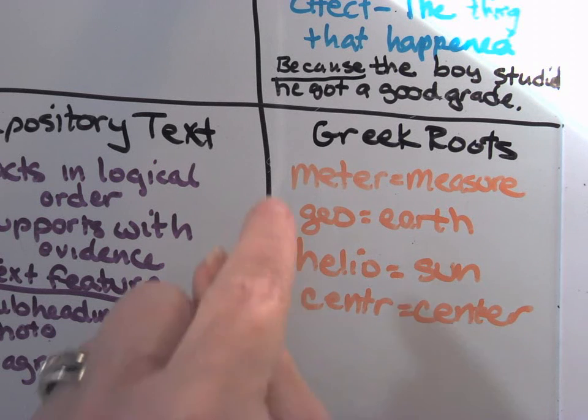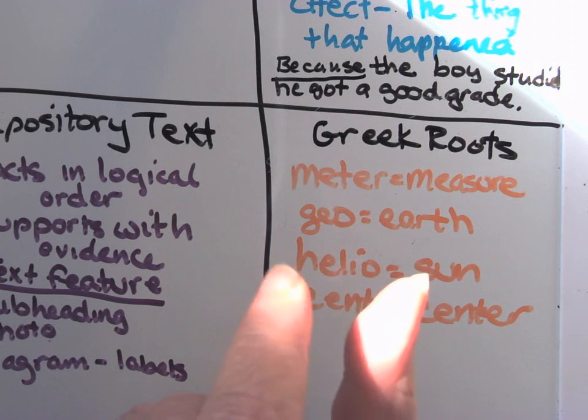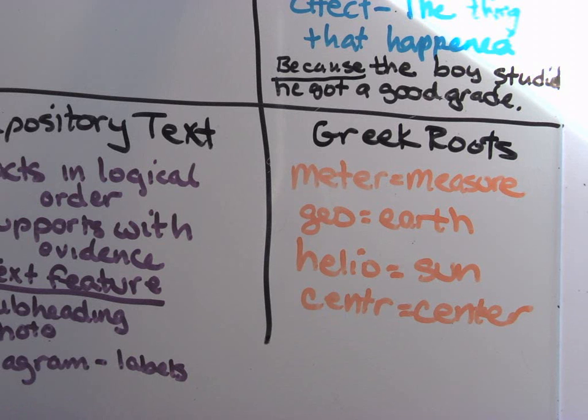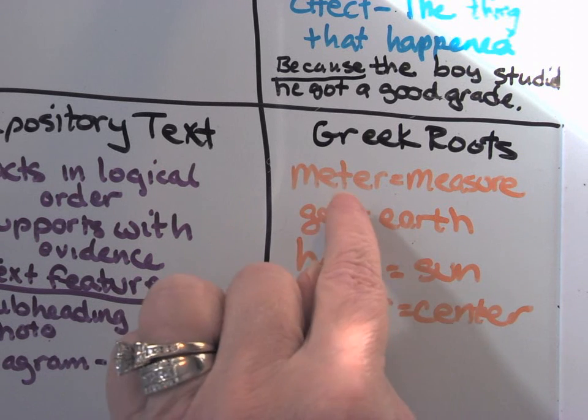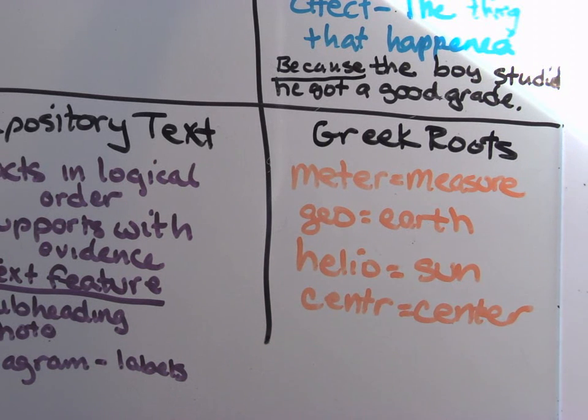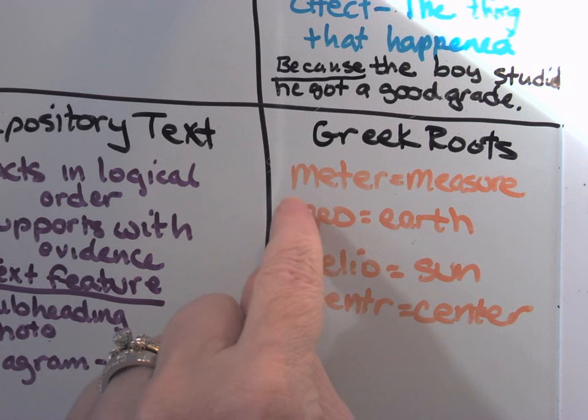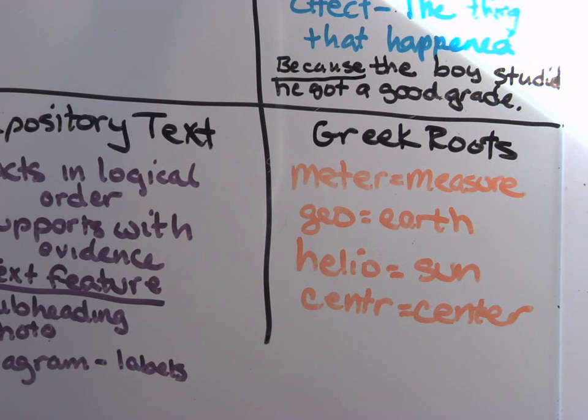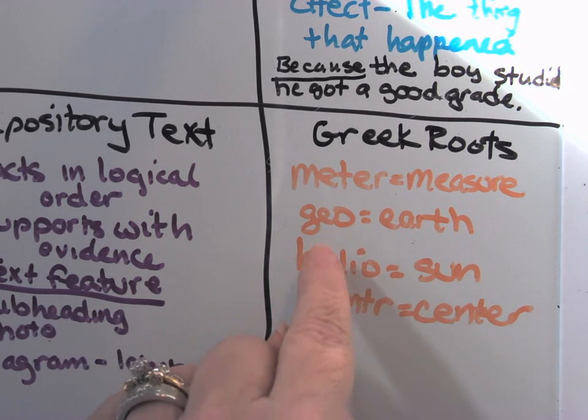And I'm just going to go over a few different prefixes, or not some are prefixes, but others are the base type of word. Meter meaning measure. We talked about meter in math. So like a thermometer is going to measure temperature. A barometer is going to measure the pressure, the air pressure. That meter means to measure.